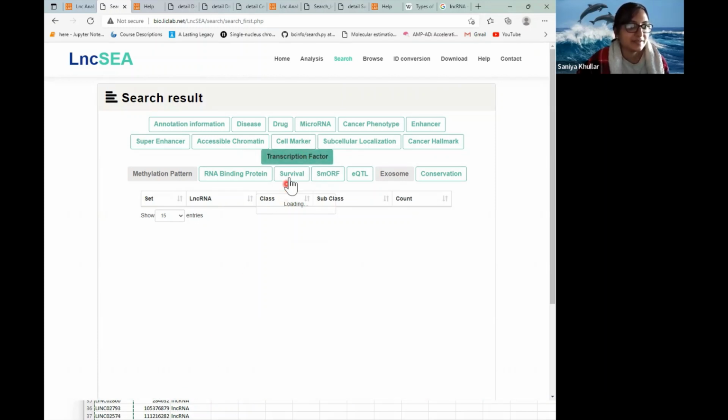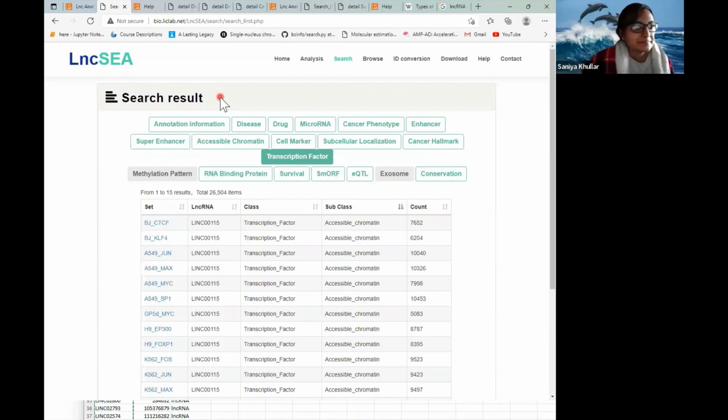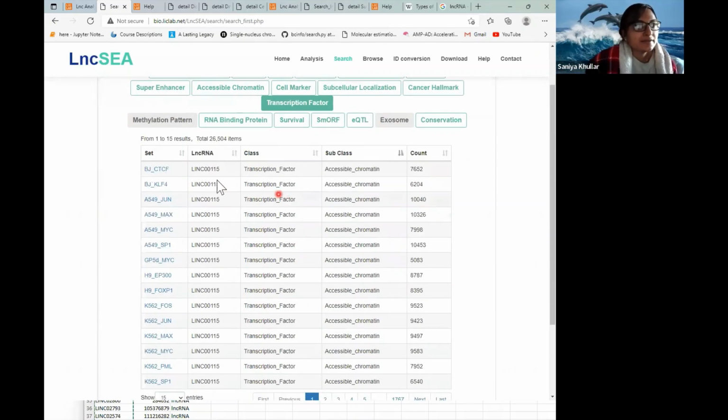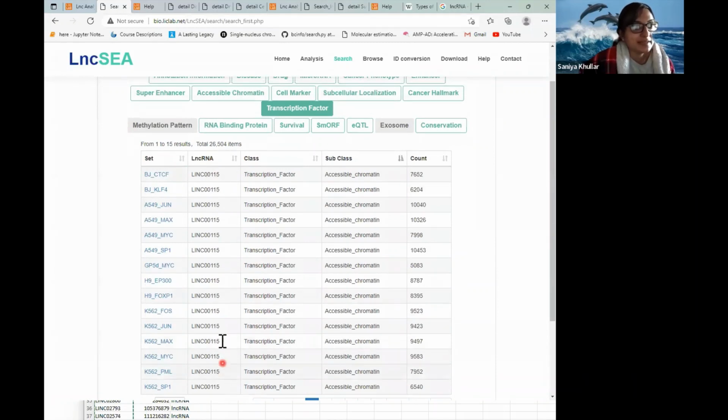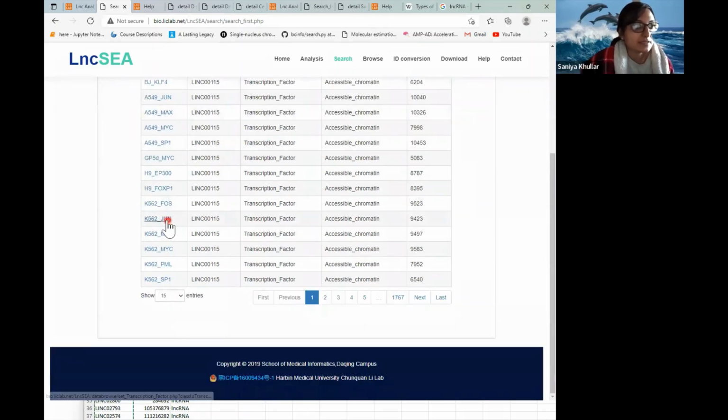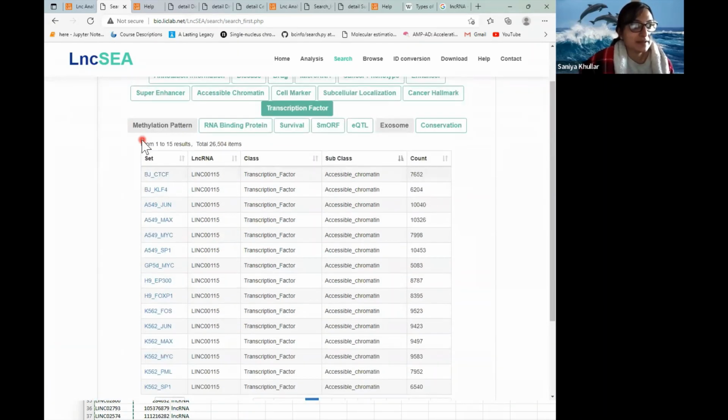You can see it's querying them below. Okay, so this set here, then they talk about this transcription factor as well, A549, JUN, MAX, MYC, SP1. These are transcription factors that are associated with the lncRNAs. So CTCF regulating lncRNA 00115, JUN, MYC as well.